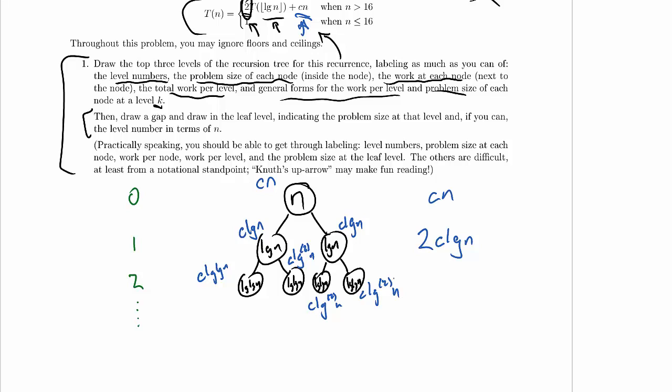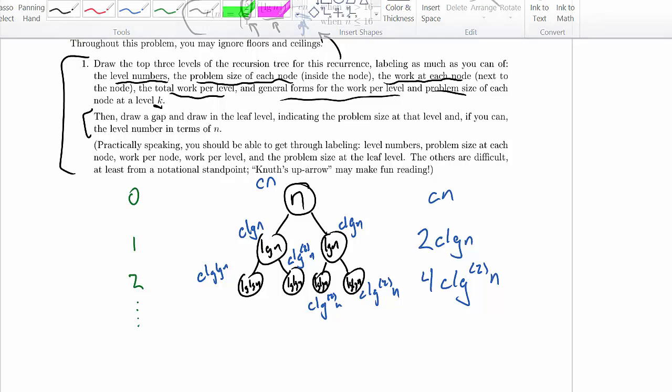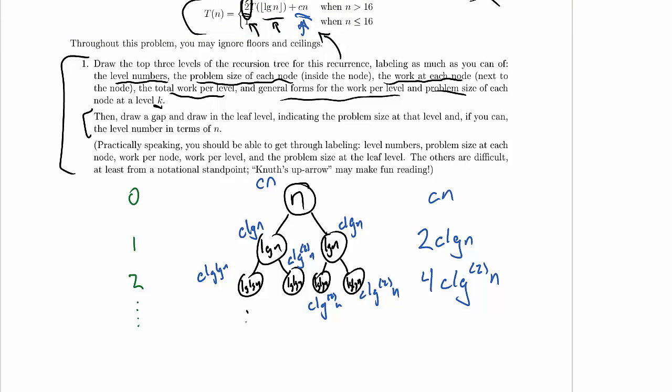And then, well, there are four nodes, so it's 4 times c of log 2 of n. Now, if you've never seen that notation before, this problem starts getting messy at this point. Sorry about that, but it is good practice anyway. And that's why we said just label as much as you can. Now, at this point, we're just going to dot, dot, dot in here because it says to draw a gap and draw in the leaf level. So let's draw in the leaf level.